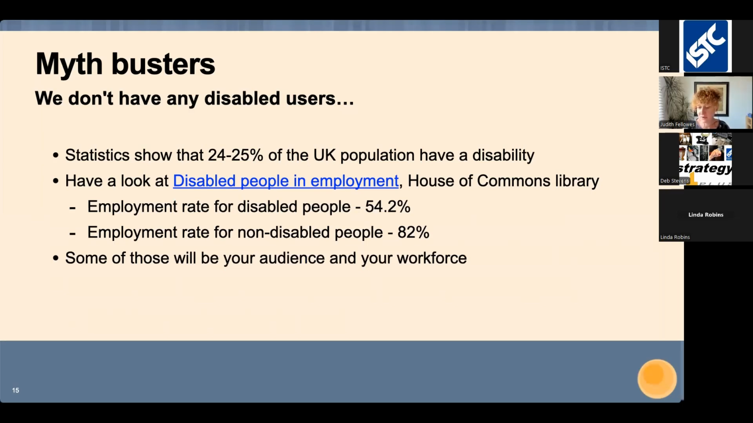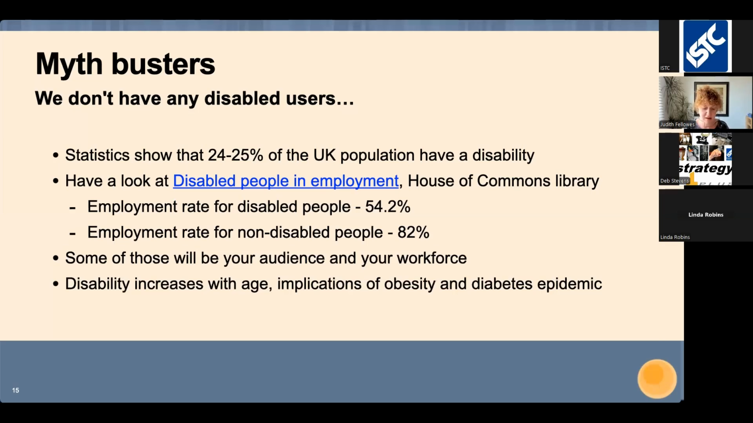So some of them are going to be your audience or your workforce. And another key thing to remember is that disability increases with age. So we've already talked about hearing loss. Eyesight also can get poorer with age. And some key considerations are if we look at the obesity and diabetes epidemic. So with diabetes, you can lose your sight, you can go blind. People also can have limbs amputated, so they might end up being a wheelchair user.